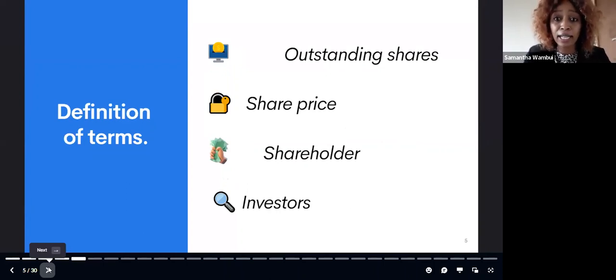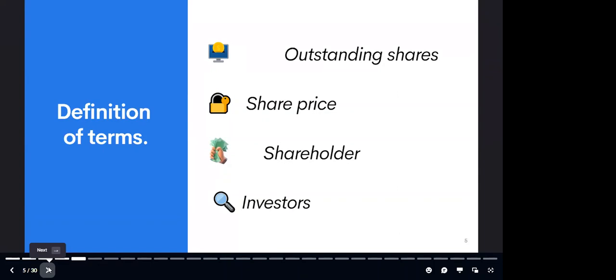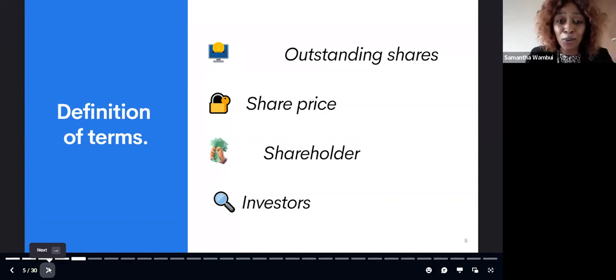And we have the outstanding shares. This refers to the number of shares that are owned by the shareholders. The outstanding shares can be equal to or less than the authorized shares. Then we have the share price, which refers to the highest amount or the lowest amount a share can be bought for. Then we have the shareholder. This refers to someone who owns equity in a company.